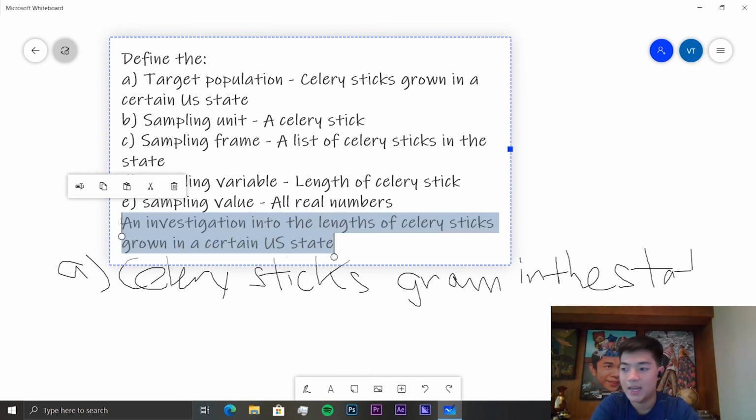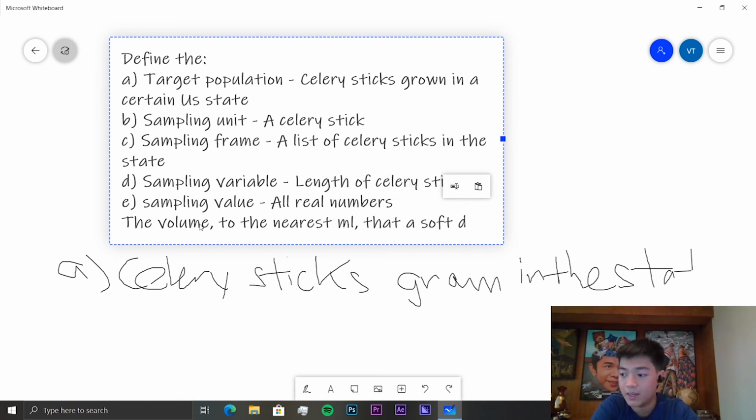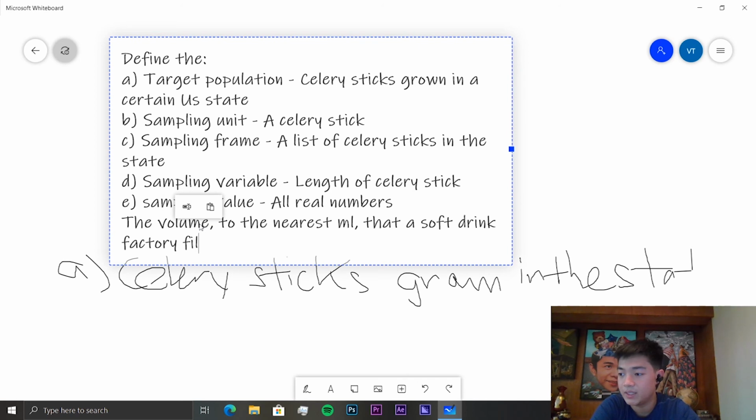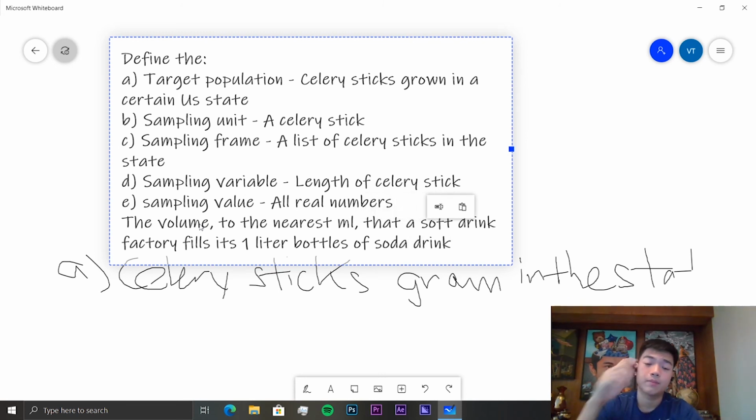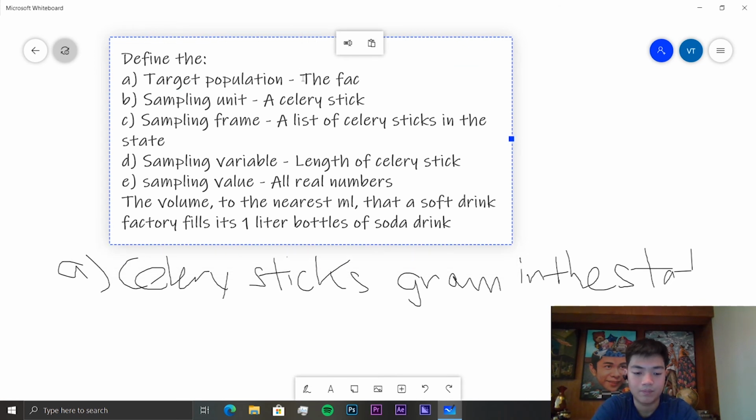So we need to get the volume to the nearest ml that a soft drink factory fills its 1 liter bottles of soda drink. So what is our target population? The target population is the factory's 1 liter bottles of soda.